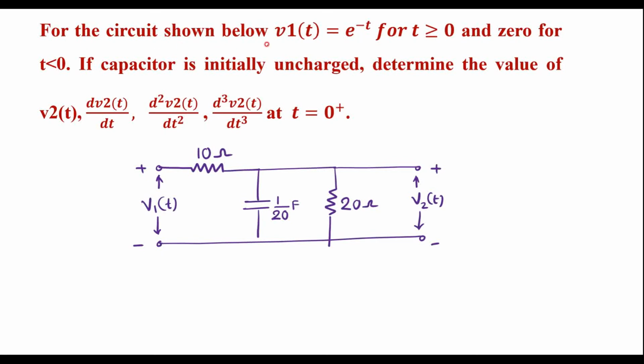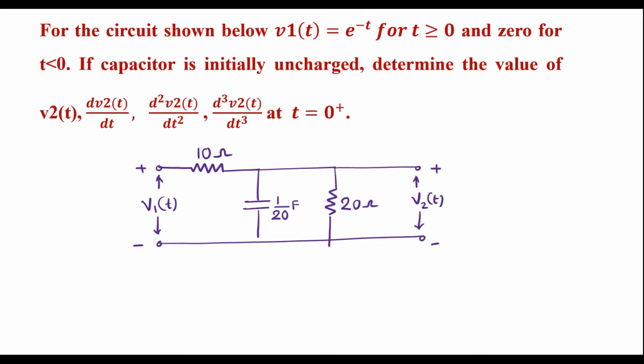For the circuit shown below, V1 of t is equal to e power minus t for t greater than or equal to 0 and 0 for t less than 0. If the capacitor is initially uncharged, determine the value of V2 of t, dV2 of dt, the second derivative of V2 of t and the third derivative of V2 of t at t equal to 0 plus.